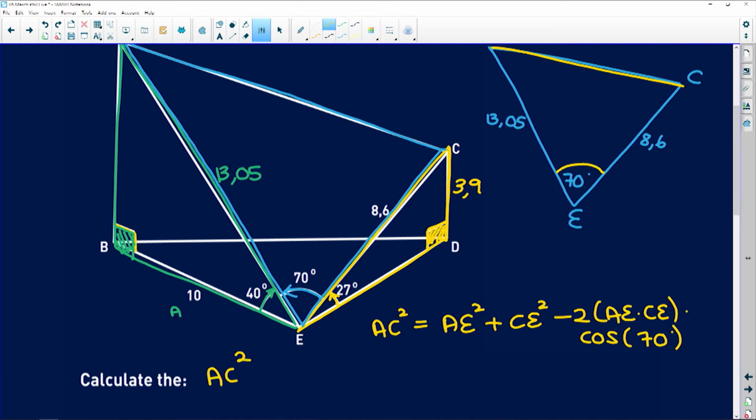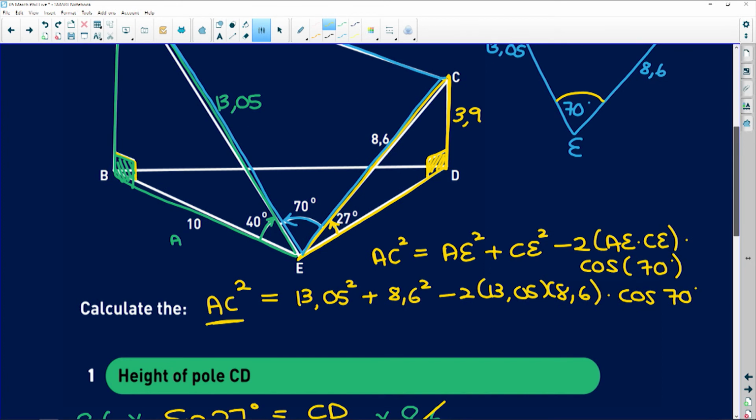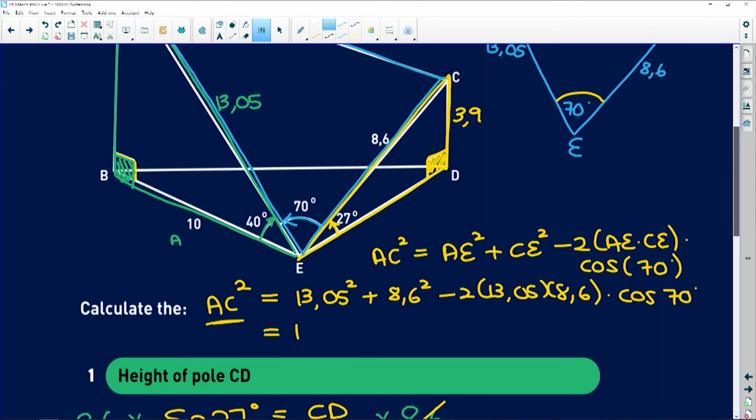So AC squared is equal to AE squared, so 13,05 squared, plus CE squared, which is 8,6 squared, minus twice their product, 8,6 times cos of the included angle. Okay, and because we're trying to find that third side, we don't even need to do any weird manipulation. We can stick all of that into the calculator. So 13,05 squared plus 8,6 squared minus 2 times 13,05 times 8,6 multiplied by cos of 70 degrees. It's going to give me 167,49, etc.